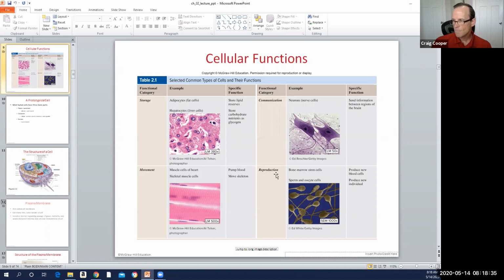And so our cells are going to go through the process of meiosis to create the gametes that then can merge to cause fertilization and start new life. So those are just kind of some of the primary roles that different cell types can play in the body.